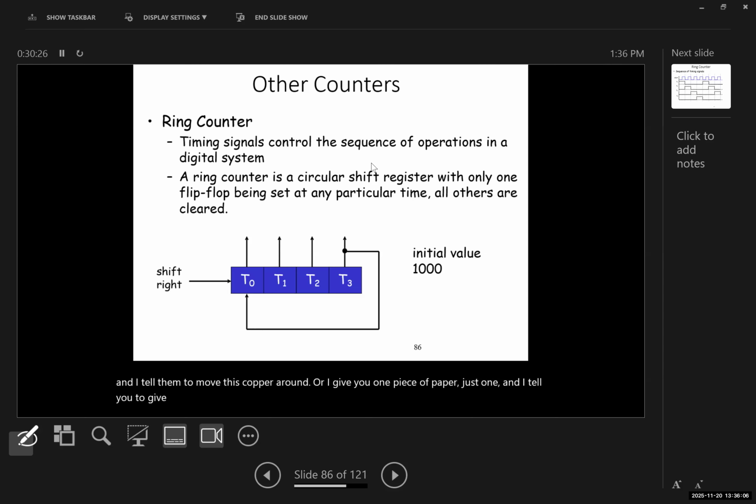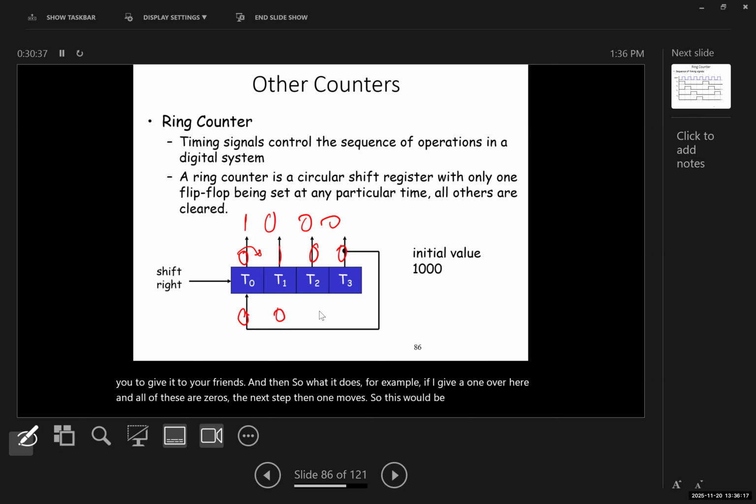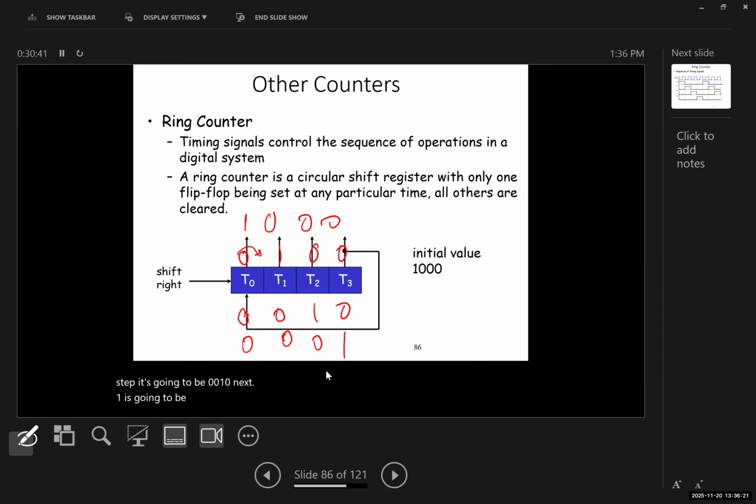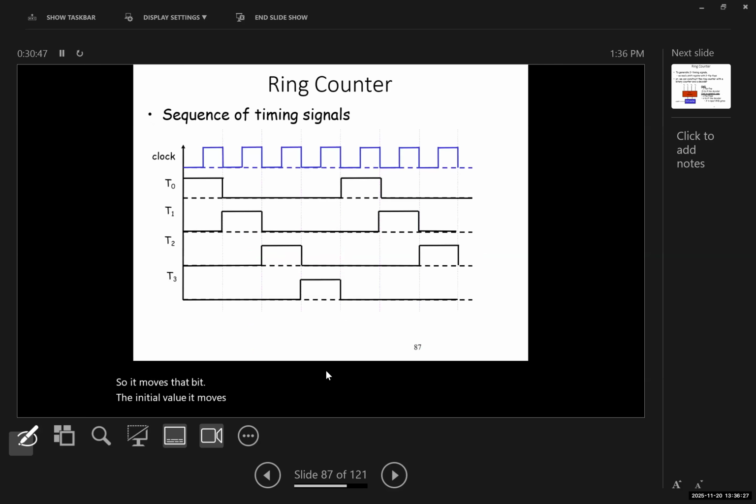So what it does, for example, if I give a 1 over here, and all of these are zeros, in the next step the 1 moves, so this would be 0, 1, 0, 0. And for the next step, it's going to be 0, 0, 1, 0. The next one is going to be 0, 0, 0, 1. So it moves that bit, the initial value, it moves that 1 digit along. So you can see what happens.